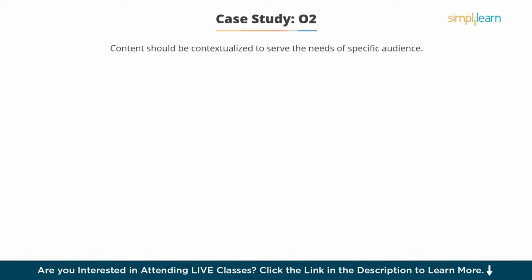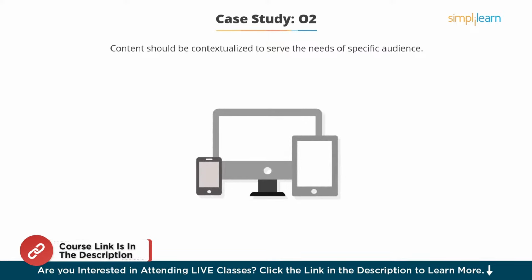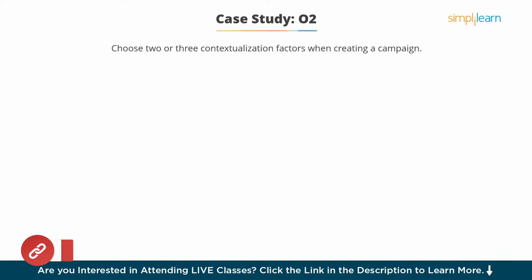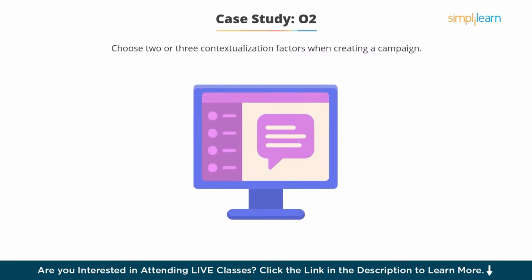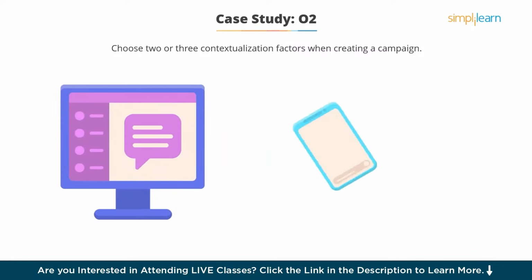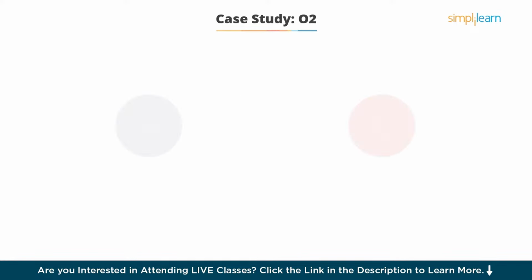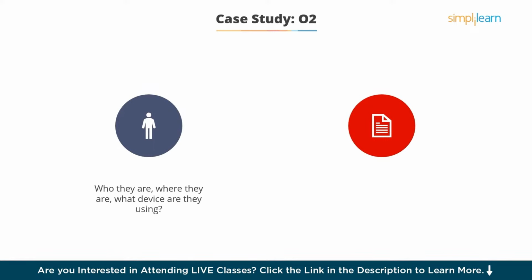When contextualizing content to reach a specific audience, consider their device and how they are using it at that time. Choose 1, 2, or maybe 3 contextualization factors when creating a campaign. Create different variations of the content, such as messages focused on desktop users in the evening or towards mobile users who are commuting in the morning. Define who they are, where they are, and what device they're using. Then, when, why, and how will they engage with and access the content you send, post, or advertise?